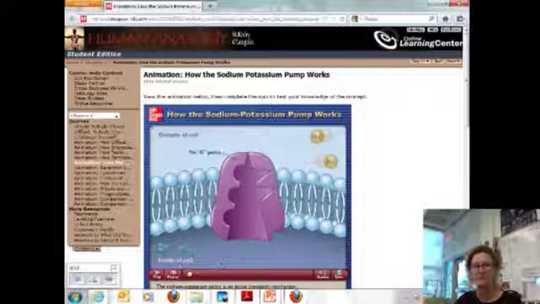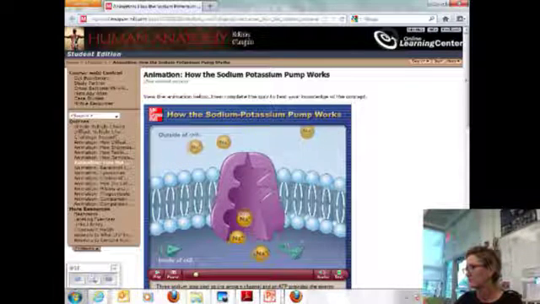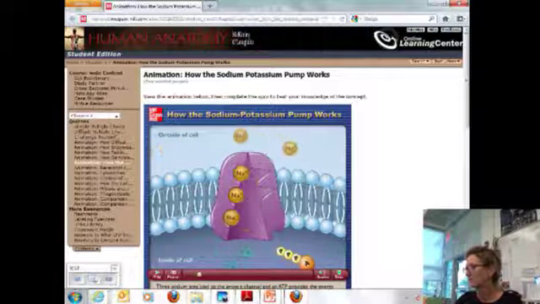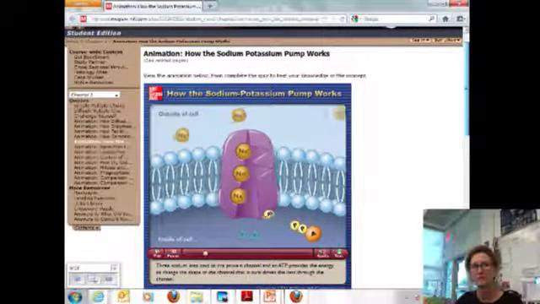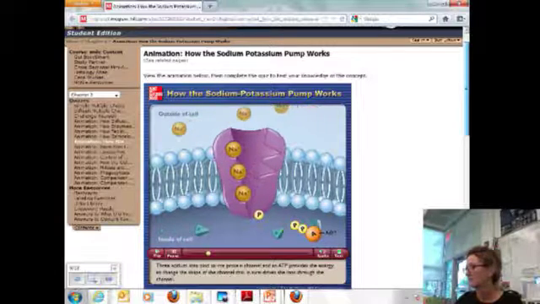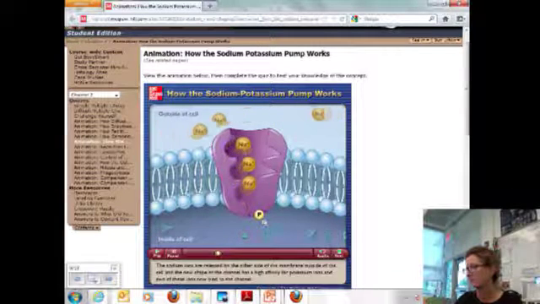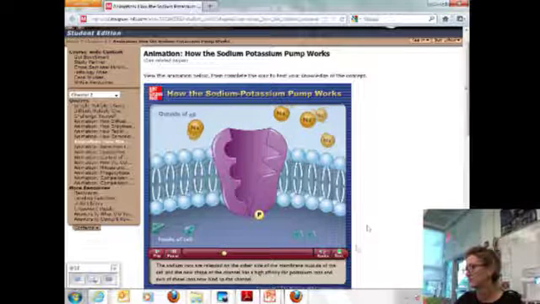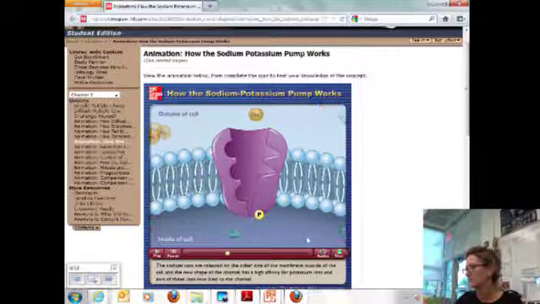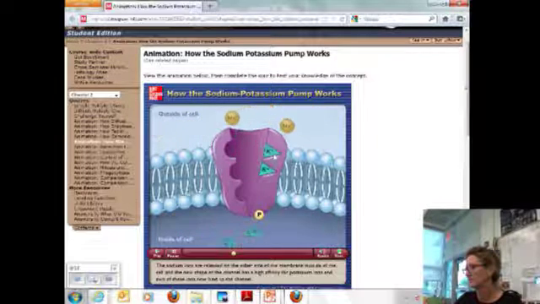The sodium-potassium pump is an active transport mechanism. 3 sodium ions bind to the protein channel, and an ATP provides the energy to change the shape of the channel that in turn drives the ions through the channel. 1 phosphate group from the ATP remains bound with the channel. The sodium ions are released on the other side of the membrane outside of the cell, and the new shape of the channel has a high affinity for potassium ions, and 2 of these ions now bind to the channel.